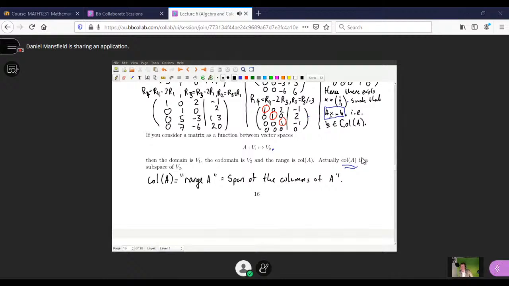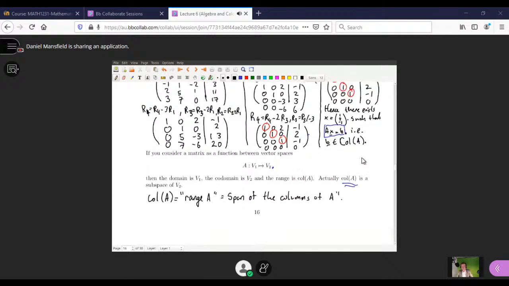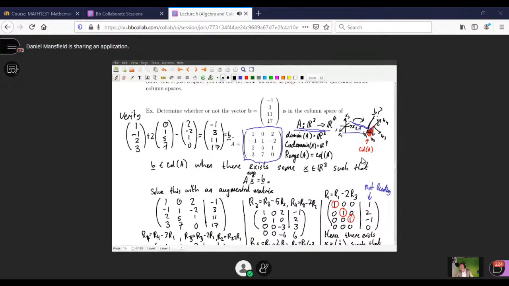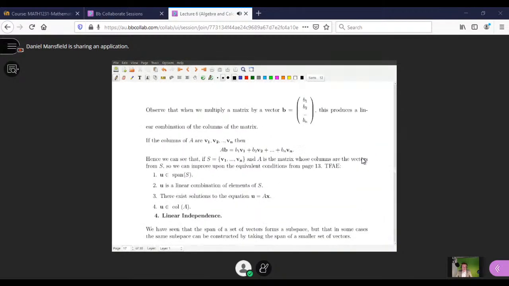Hang on, what happens if you solve it and there's no solutions? Then in that case, if we go back up here, the column space is just a subspace of the codomain. And it's not always going to be the case that your range is your codomain. That's all I want to say.